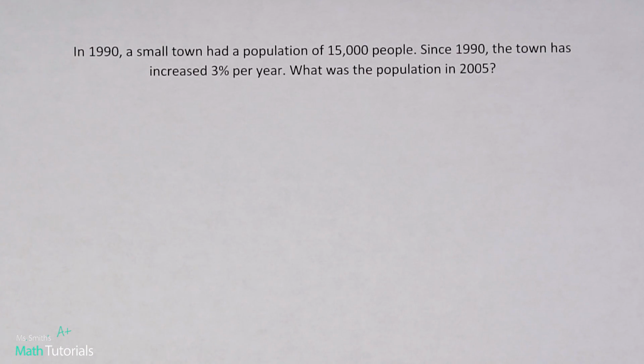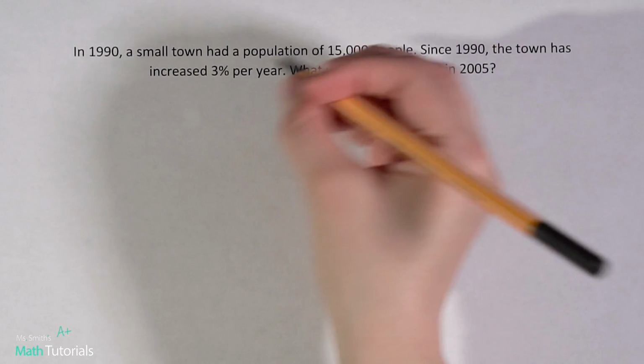In 1990, a small town had a population of 15,000 people. Since 1990, the town has increased 3% per year. What was the population in 2005? Okay, so this is definitely an exponential either growth or decay.